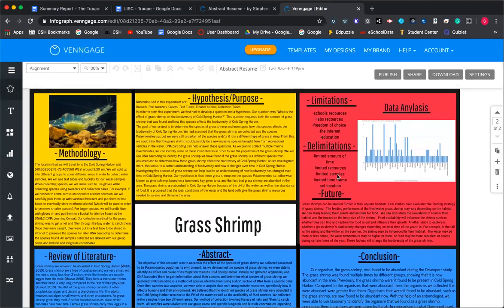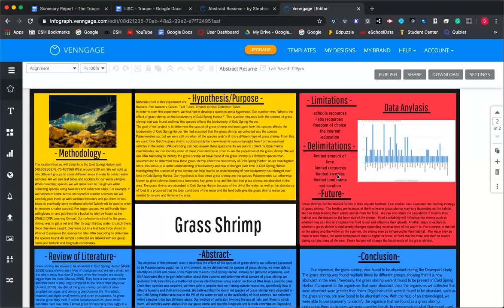This question requests both the species of grass shrimp that was found and how this species affects the biodiversity of Cold Spring Harbor. The goal of our project is to determine the species of grass shrimp and investigate how the species affects the biodiversity of Cold Spring Harbor. We had assumed that the grass shrimp we collected was the species Palaemonetes sp., but we're still uncertain of the species and/or if it is a different type of grass shrimp.